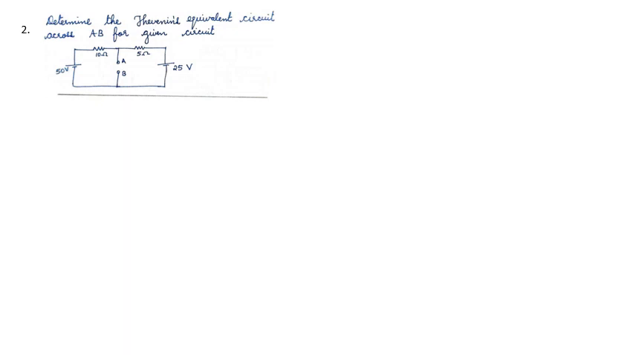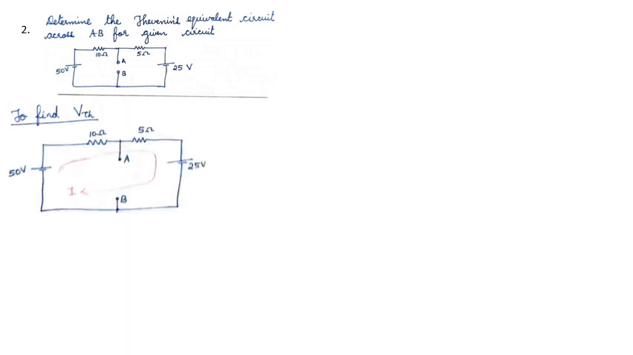Coming to the next problem. Determine the Thevenin's equivalent circuit across terminals AB for the given circuit. First step is to find VTH. So the circuit will be like this.